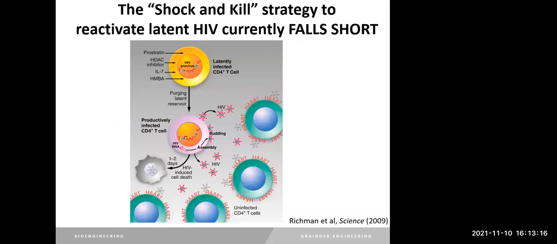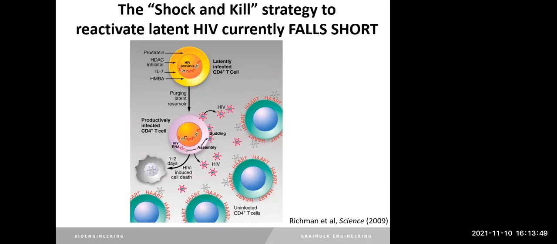In patient experiments, only about 5% of the latent cell population can be purged. So here the yellow cell is the latently infected population. You would use very potent drug treatments, and you would purge the cell to be productively active, creating virus, and it would go through HIV-induced cell death. And in tandem, you would have HAART that would protect the bystander cells.